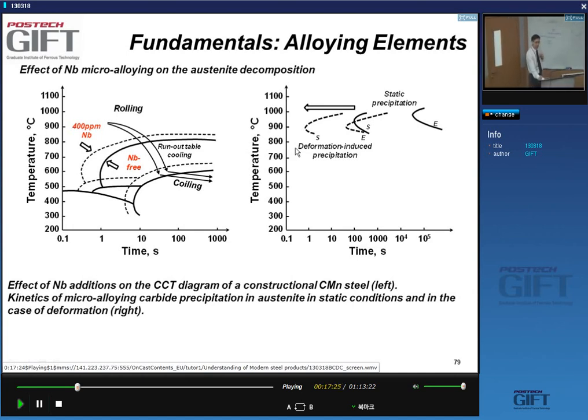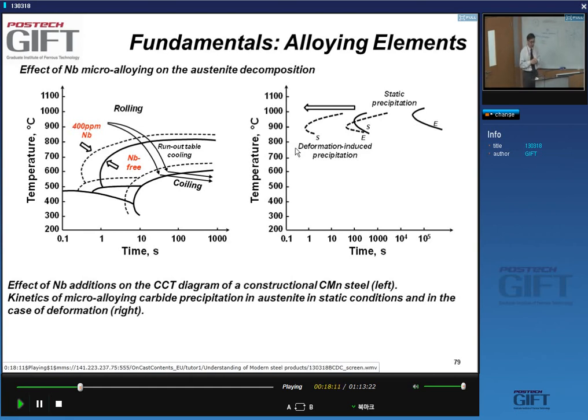What happens? Well, there are two processes working. There is a process which we call solute drag, basically. It's related to niobium in solution, yes? And we also have a process of deformation-induced precipitation of niobium carbides. So these two processes work together to suppress the recrystallization of the austenite.